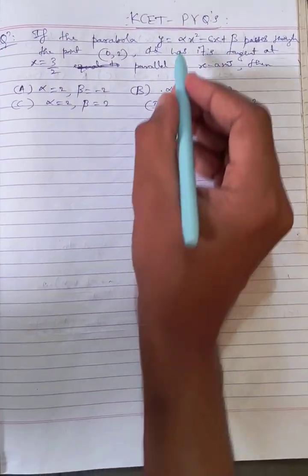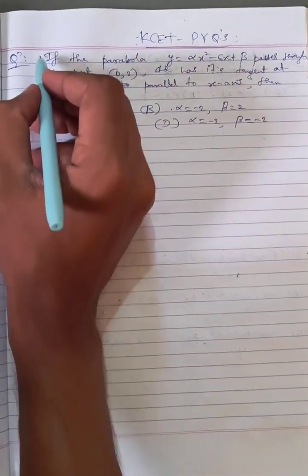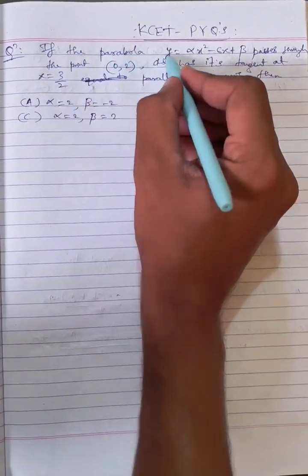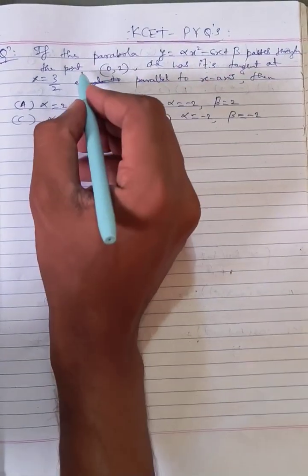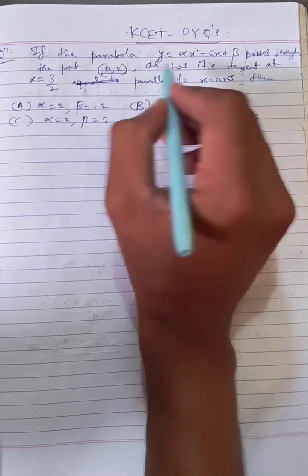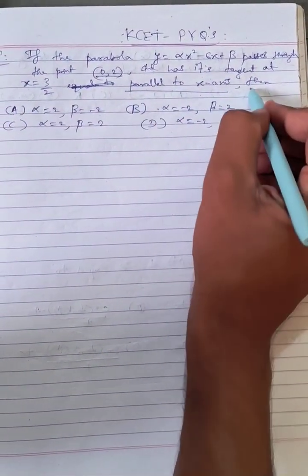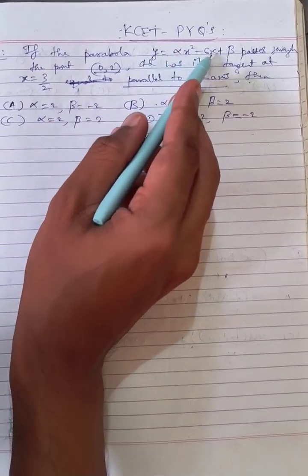In this video, we solve some important previous Karnataka CET questions. See the first question. If the parabola passes through the point (0, 2) and has its tangent at x equals 3 by 2 parallel to the x-axis, then we have to find the values of alpha and beta.